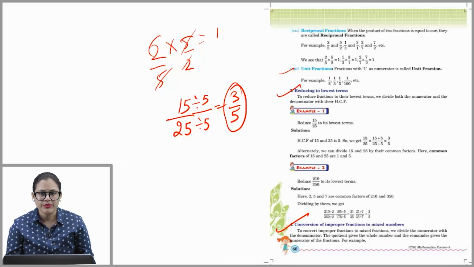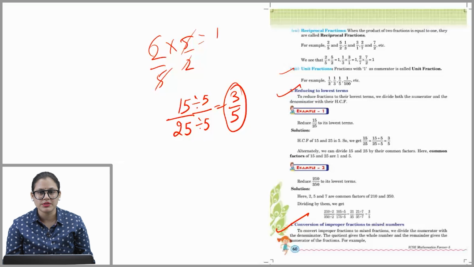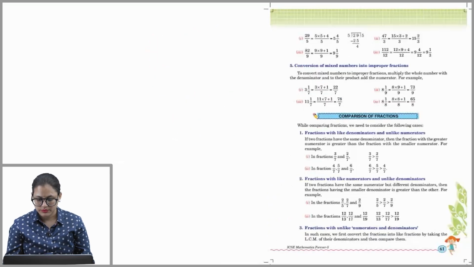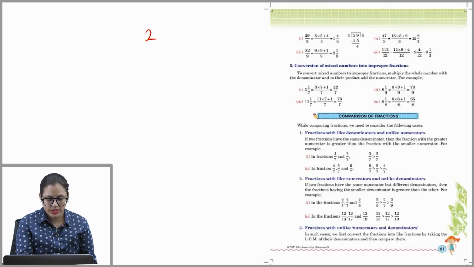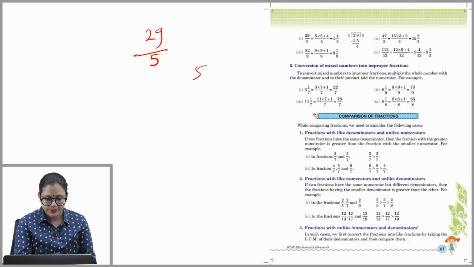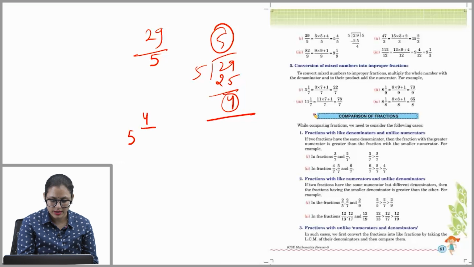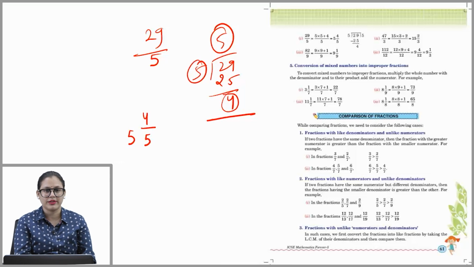To convert improper fractions to mixed fractions, we divide the numerator by the denominator. The quotient gives the whole number and the remainder gives the numerator of the fraction. For example, we have this fraction 29 by 5. So what will you do? You will divide it. 5 5s are 25, 4 is the remainder. So the quotient becomes the whole number, the remainder becomes the numerator, and the divisor becomes the denominator.